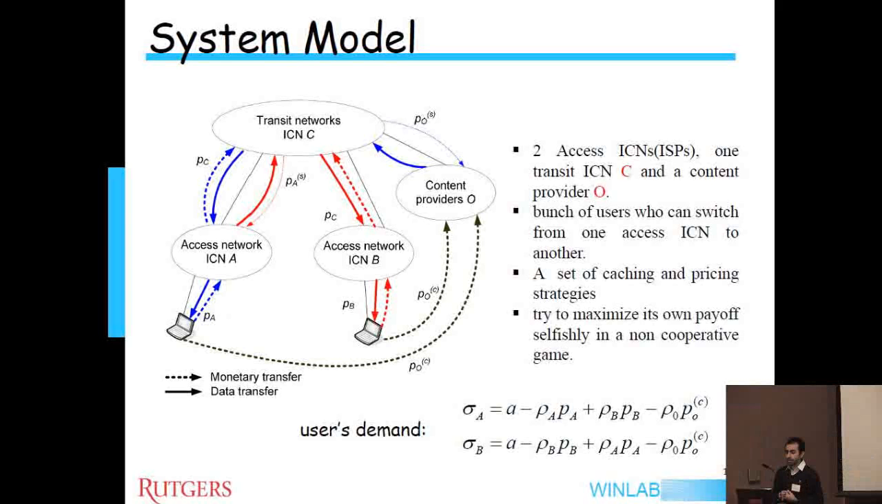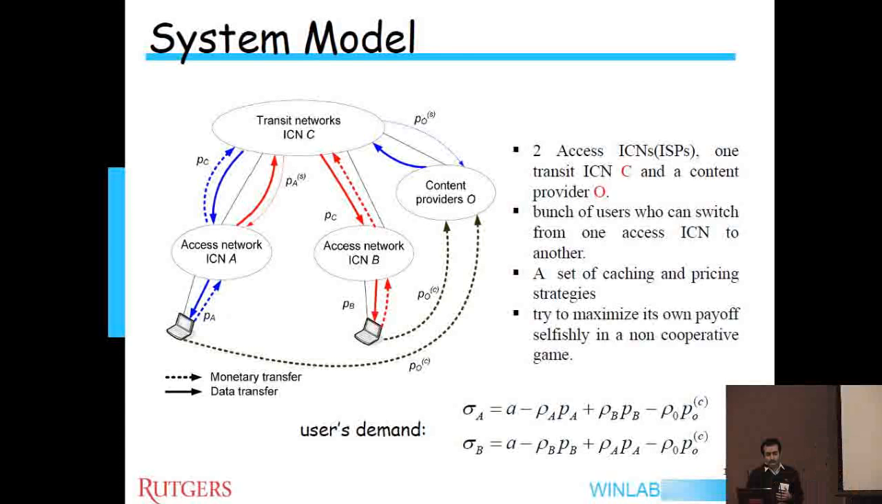The access ICN charges price PA to the user and also charges price PAS as a storage price to the transit network C if the transit network needs the access ICN content. The transit ICN also will charge the price PC to the access ICN, and the content provider will charge the price POC for the content to users and charge price POS as a storage price to the transit network when it caches the data or the content that the transit network needs.